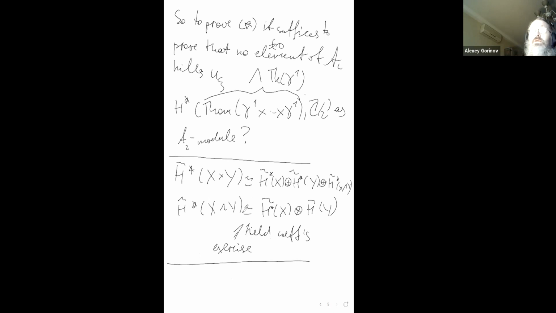And by the way, if we are able to calculate these as modules over the Steenrod algebra, we will be able to do the same for the tensor product using the Steenrod formula, or Cartan formula. I don't remember the correct name. Anyway, how do we calculate the cohomology of just one copy of Th(γ_1), as an A2 module?